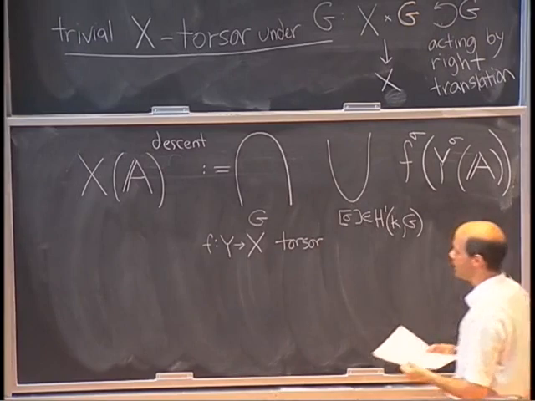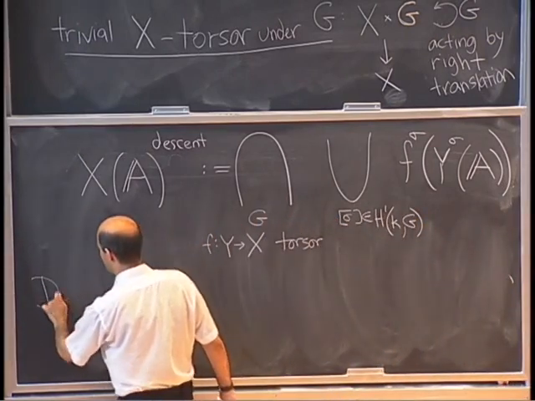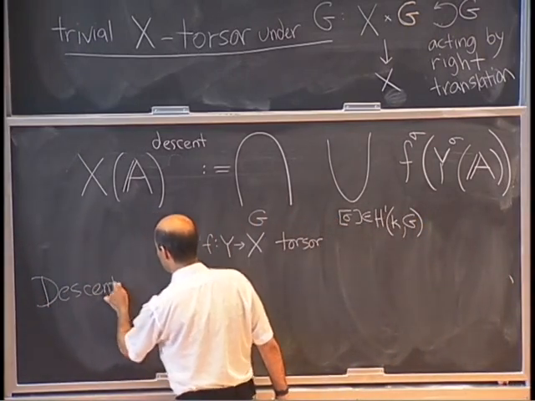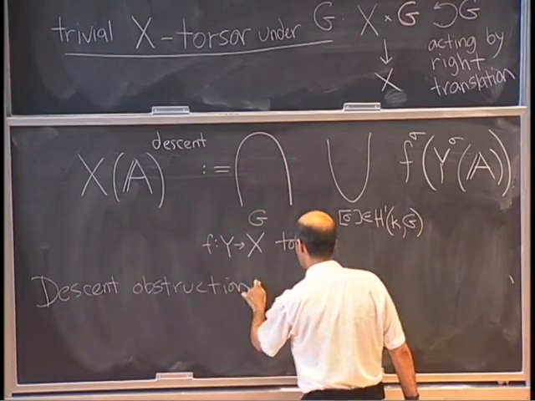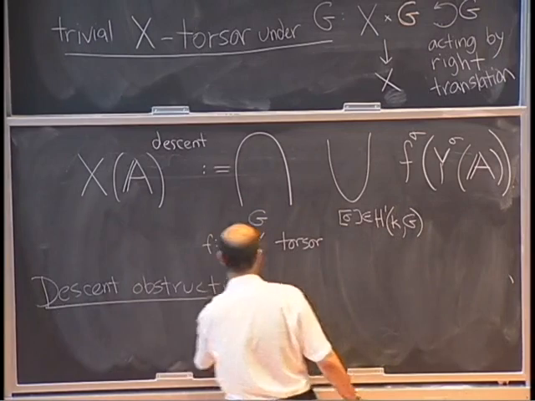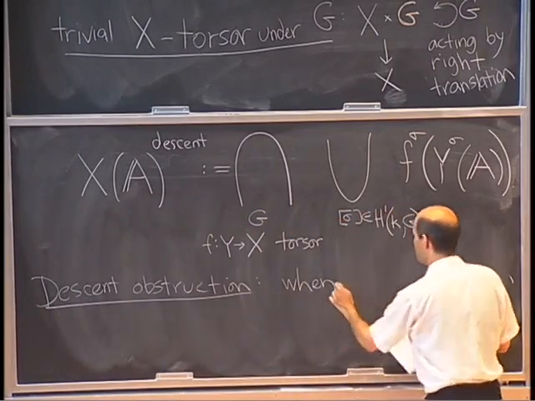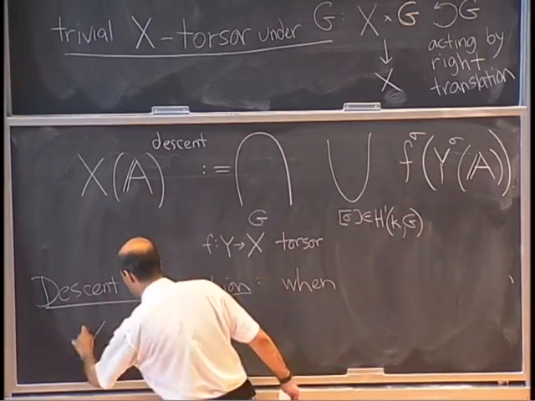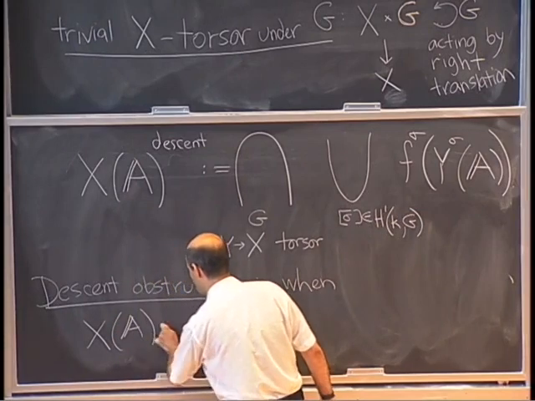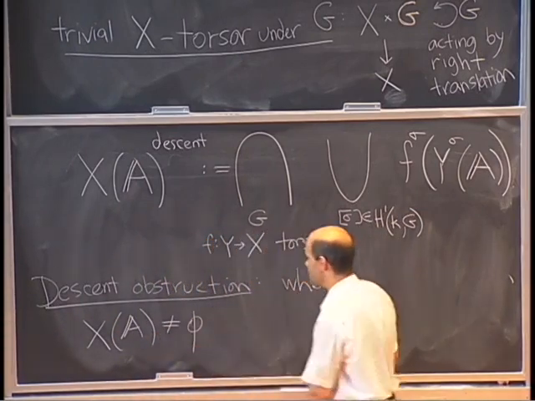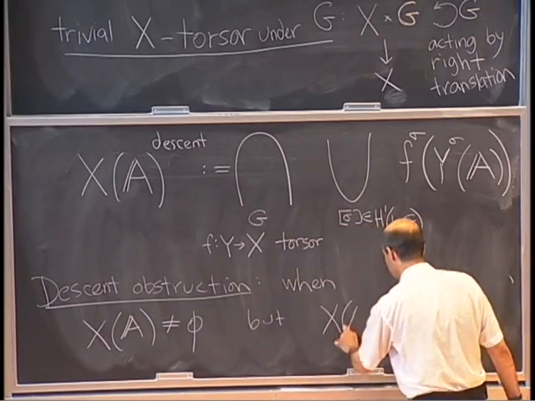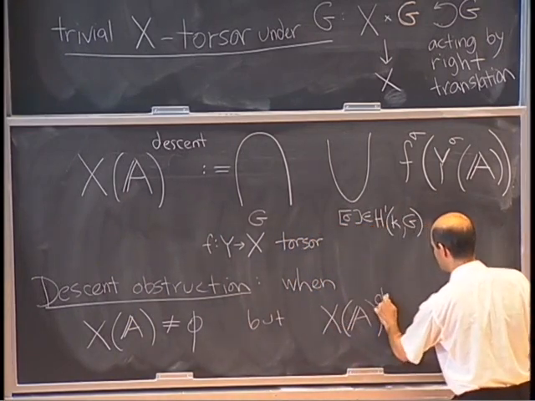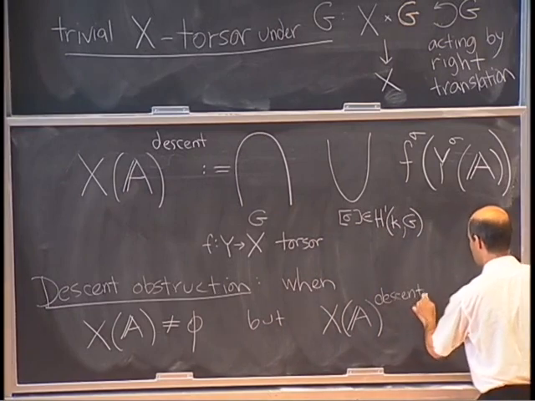Okay, and then just as we talked about a Brauer-Manin obstruction, we can talk about a descent obstruction, and we say that there's a descent obstruction when there are local points everywhere, but rational points do not exist because of the fact that this descent set is empty.